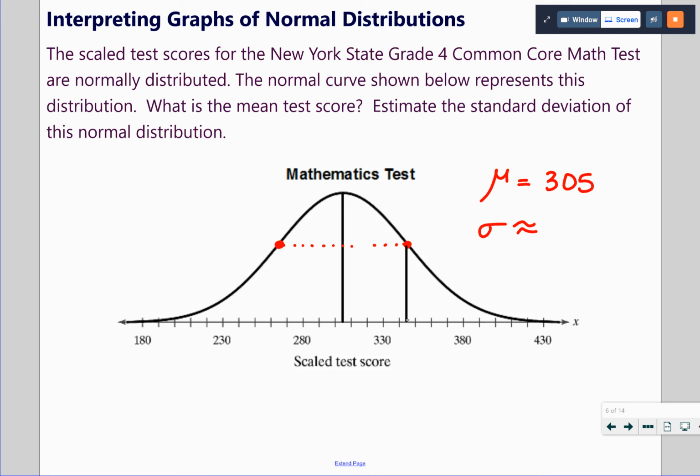Looks like it's hitting again between 2 there. And remember, we're counting by tens on this axis, it looks like. So what would you say the standard deviation is? About 40, right? 305, 10, 20, 30, 40. I would say about 40.